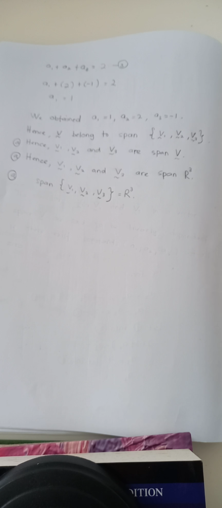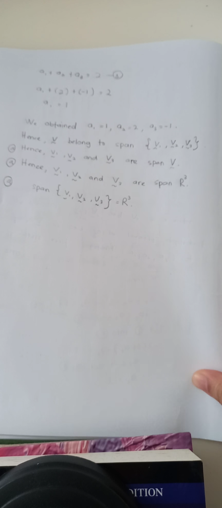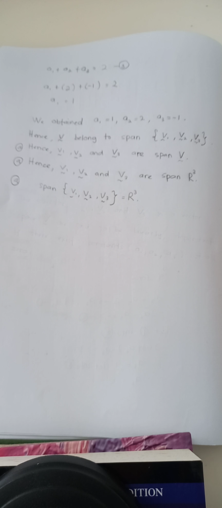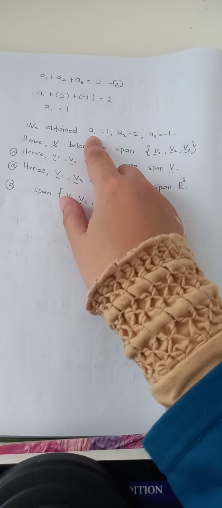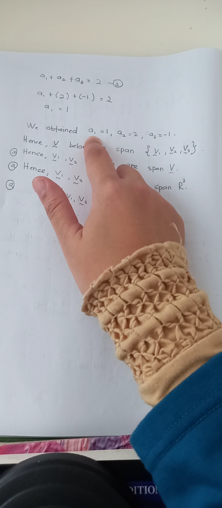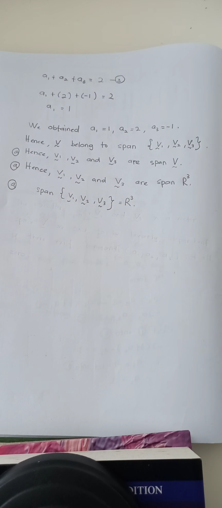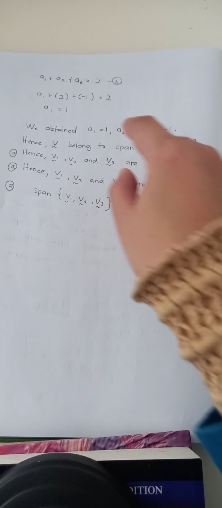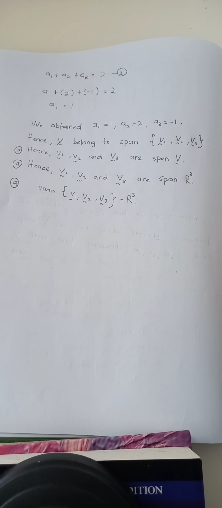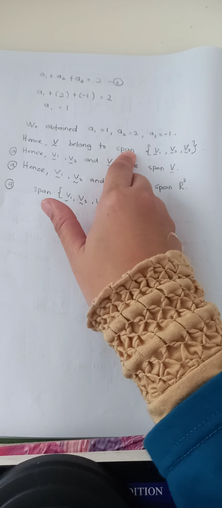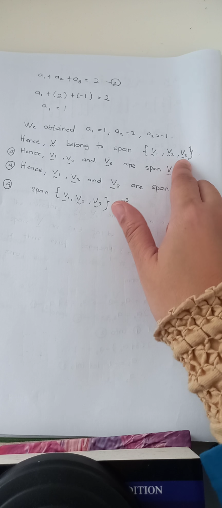This example is the same as last week's example for the linear combination. The method is the same. So when we got the values for A1, A2, A3, they are the coefficients for the vectors V1, V2 and V3. When we got this solution, we can say that V belongs to the span of V1, V2 and V3.